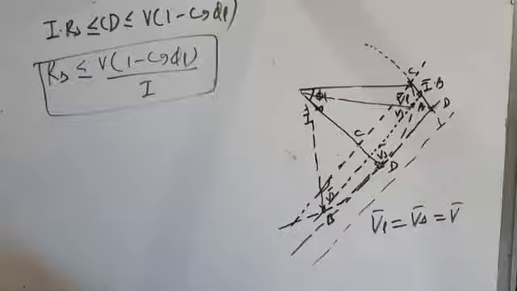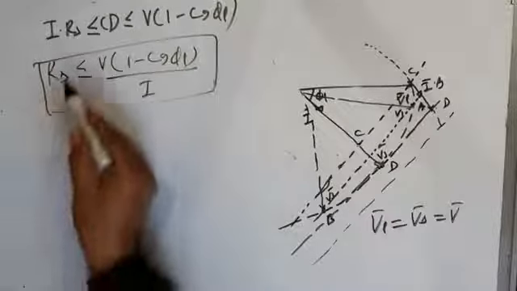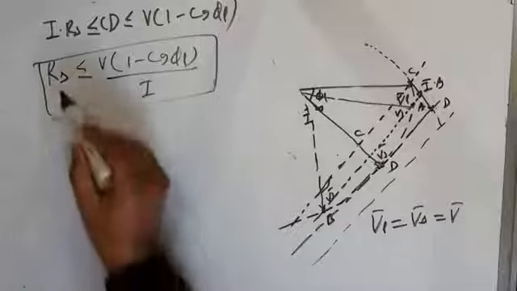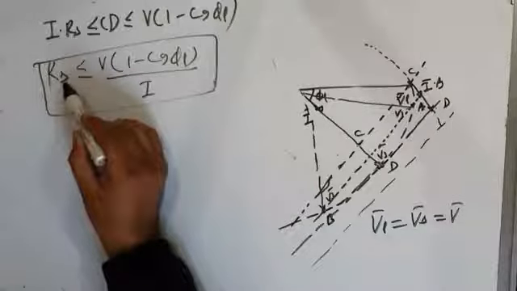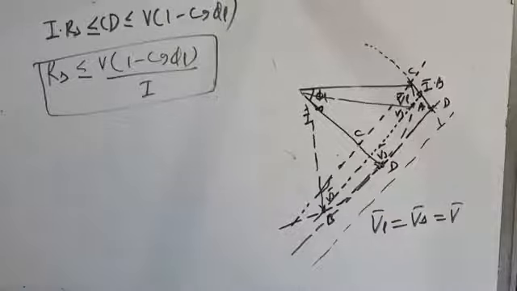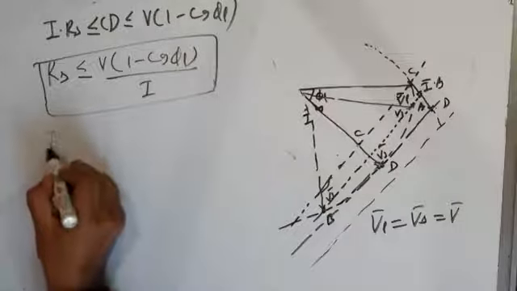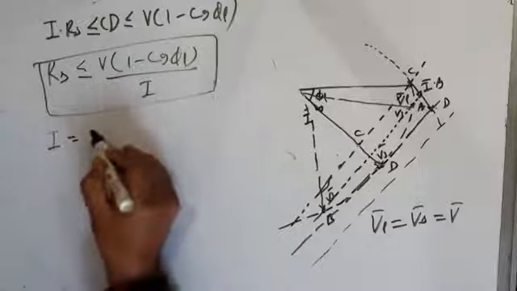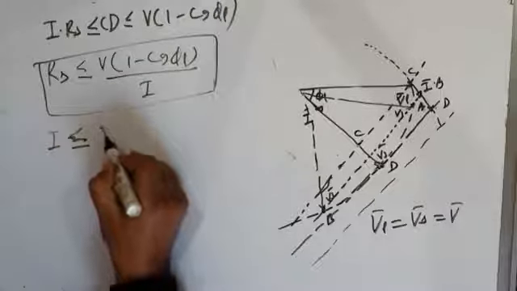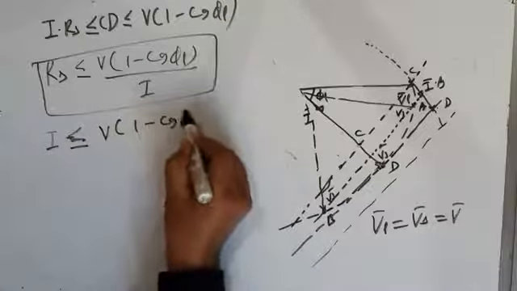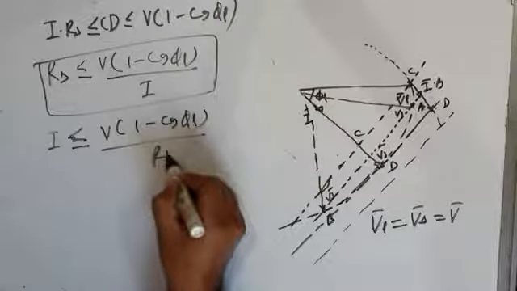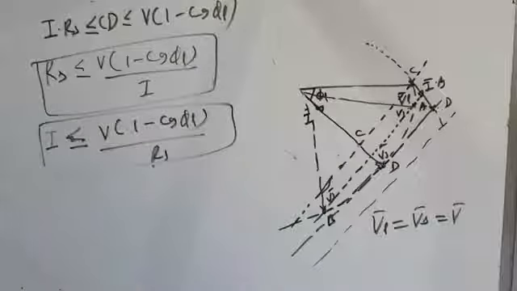If you know what is the load current, you know what is the load voltage or source voltage, you know what is load power factor, the limiting value of feeder resistance should be this, such that your DVR can compensate the voltage. It can give you voltage regulation. और यहाँ से आप करंट भी निकाल सकते हो. करंट is less than or equal to V into 1 minus cos phi L by RS.